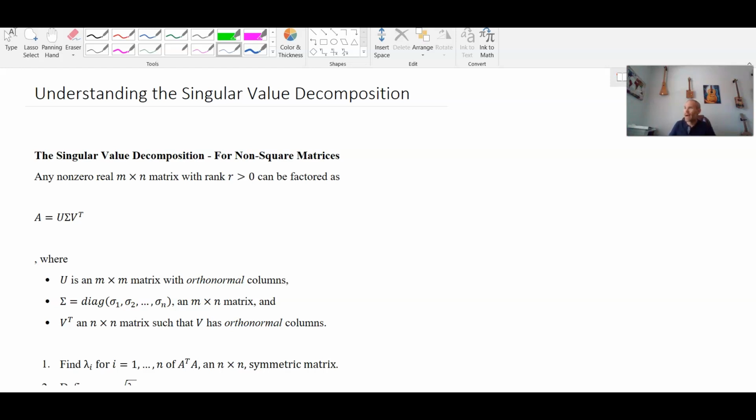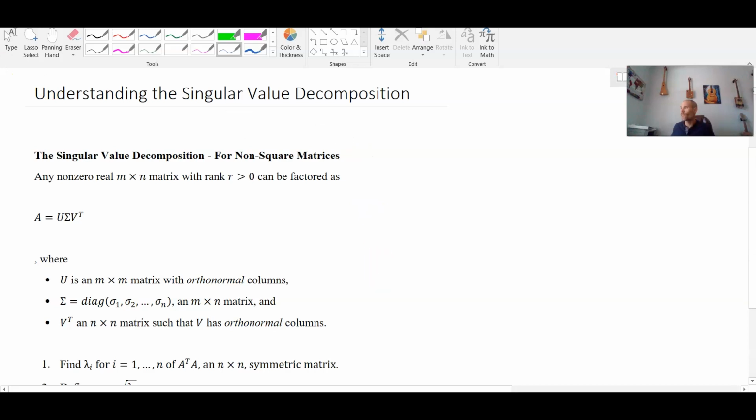U is an m by m matrix with orthonormal columns. Sigma contains along its diagonals the sigma i's, and capital V transpose is an n by n matrix such that V has orthonormal columns. And we defined things as follows.